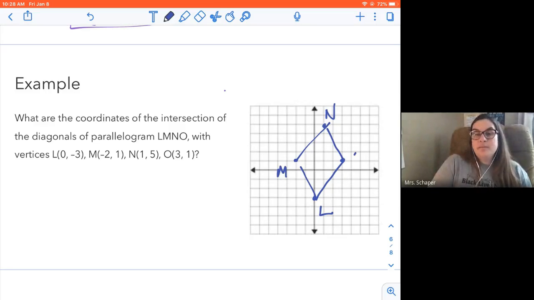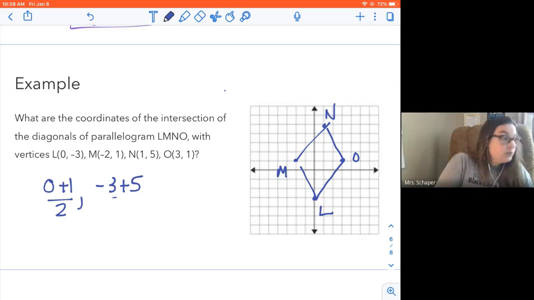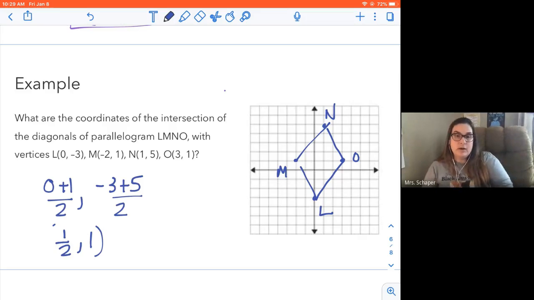So I want to find the midpoint of OM, or I could do LN. Either one doesn't matter. Let's do LN. So I'm going to take 0 plus 1 divided by 2. That's my x value. -3 plus 5 divided by 2. That's my y value. So I have 1/2, 1 is going to be the midpoint. Okay? That's where the diagonals are going to intersect.